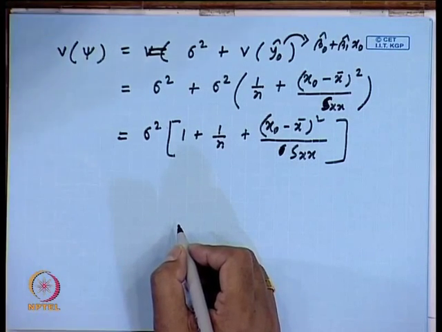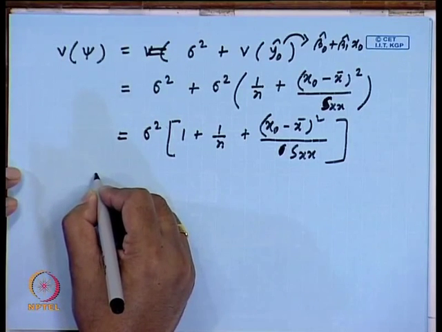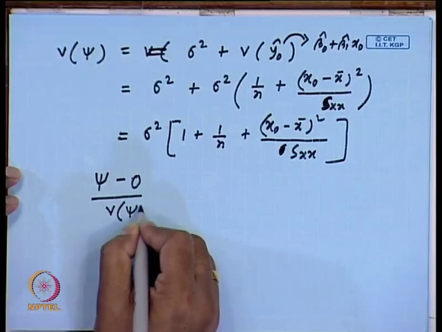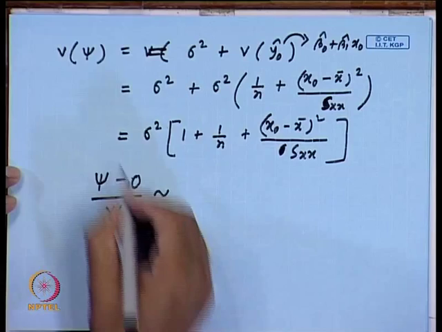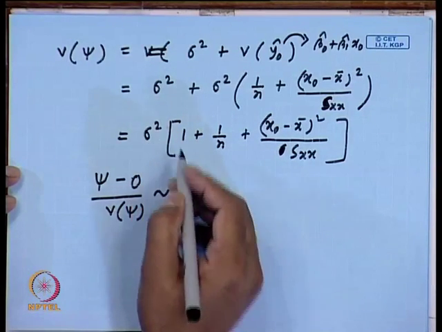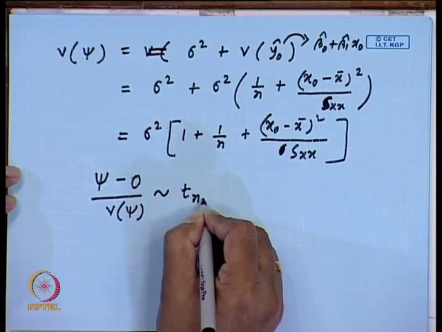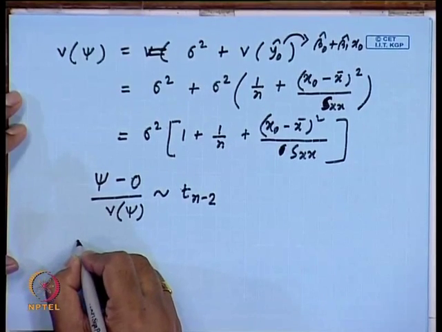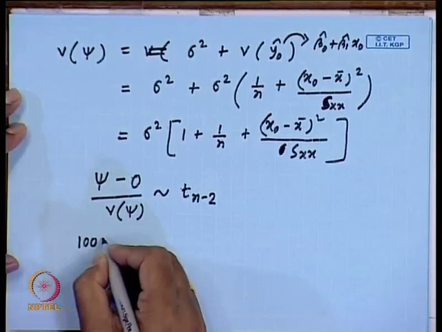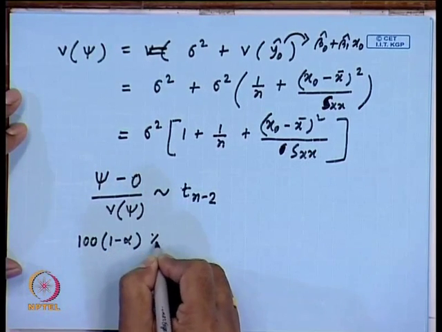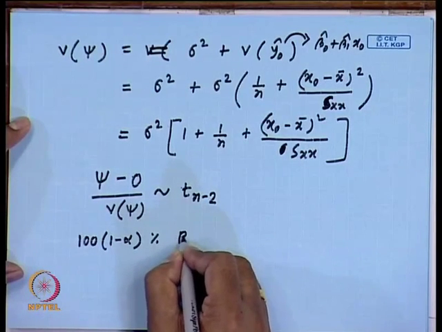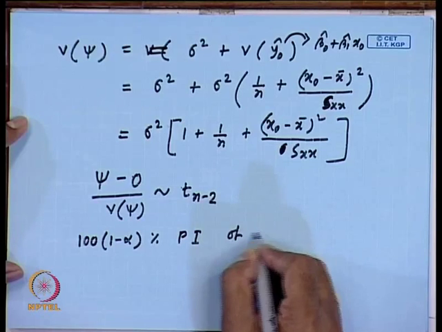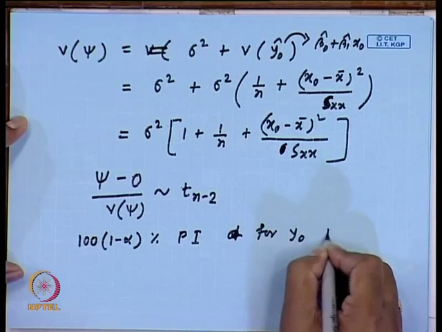We know that the sampling distribution of psi minus expectation of psi, divided by the standard deviation of psi, follows a normal distribution. But if you replace sigma square in the variance of psi by MS residual, then this follows a t distribution with n minus 2 degrees of freedom. So from here we get the 100 into 1 minus alpha percent prediction interval for y naught.